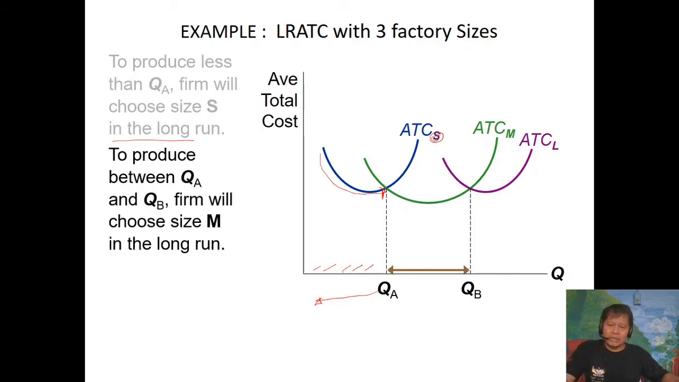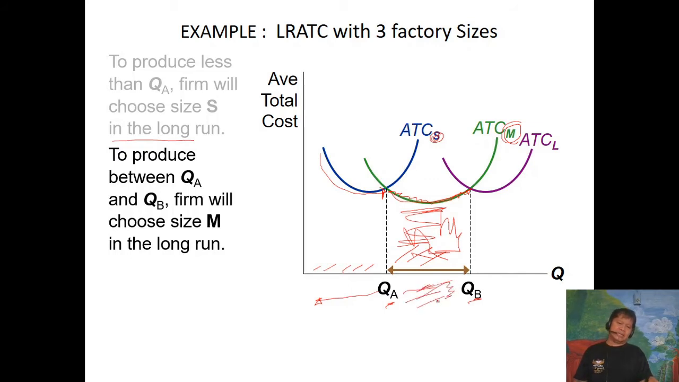Now, for example, to produce a quantity between QA and QB, within this space, okay, between QA and QB, the firm will choose a size of a medium factory to do the expansion in the long run. So we're talking about this green portion. To produce between QA and QB, the firm will choose the size of M in the long run. So if they produce at that level of production, they expand their production or factory to a medium size company.